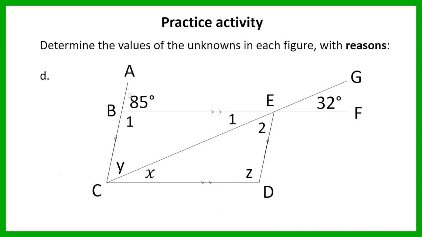Now in question D, we've got BF parallel to CD and AC parallel to ED. And we've also got this line drawn through from C through E to G. Okay, you've been told this angle is 85 degrees, here this angle is 32 degrees, and you need to work out x, y, and z. And I'm going to give you 2 minutes to do this question.